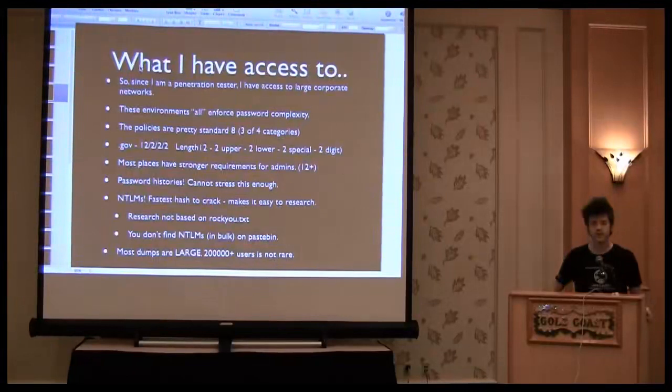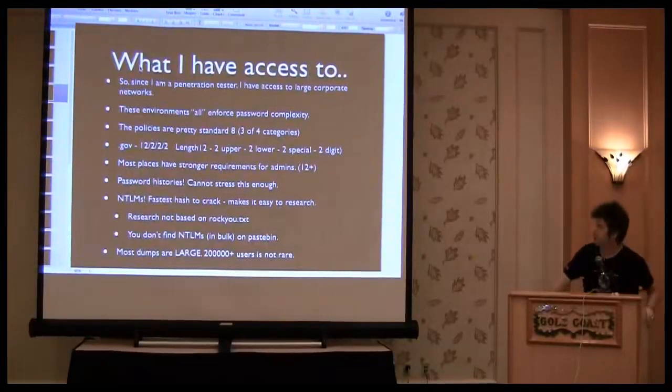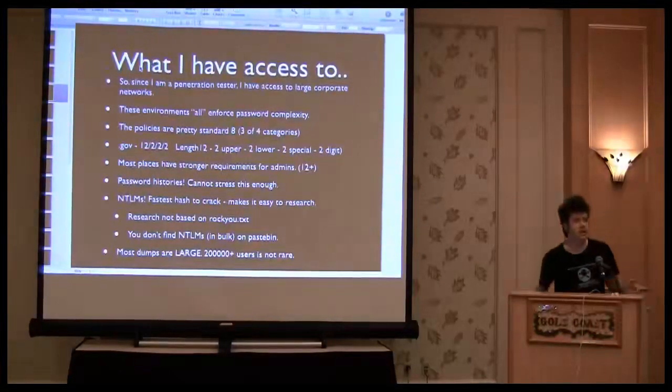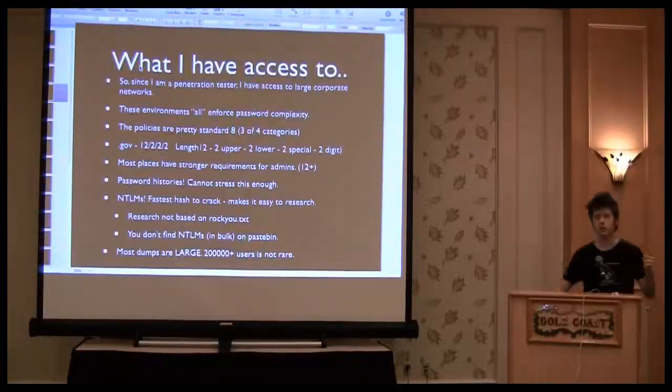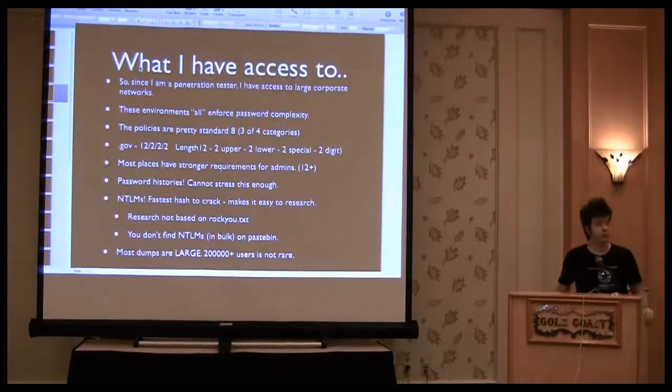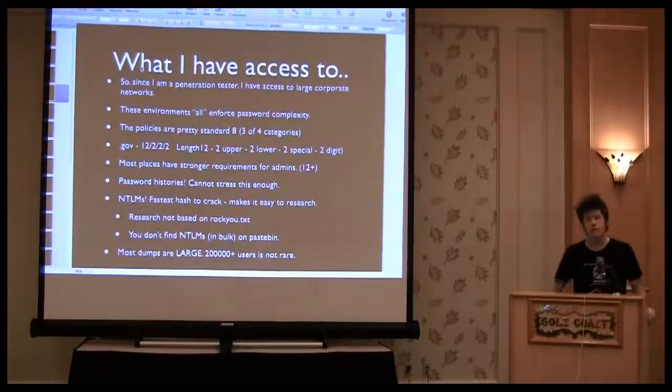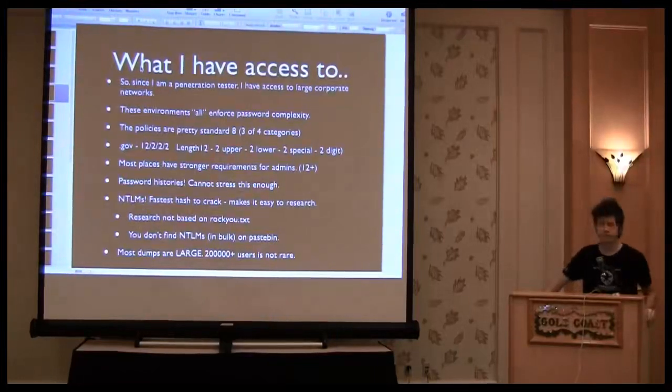So that's sort of a different data set than you usually see on the internet. Usually it's length 8, and you've got to have 3 out of 4 categories: upper, lower, special, digit. You have to have 3 of the 4. Pretty standard stuff. So in the .gov world or DoD, whatever you want to call it, more and more places are 12, 2222.